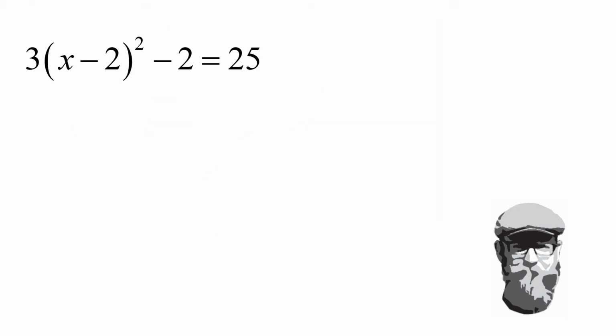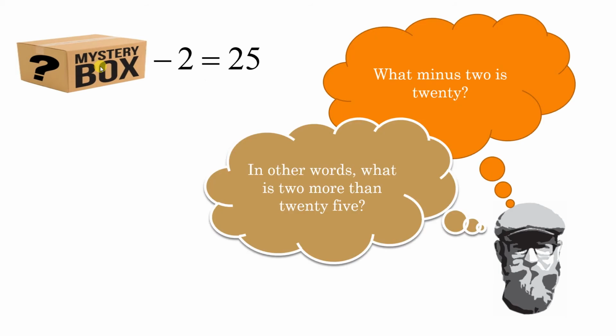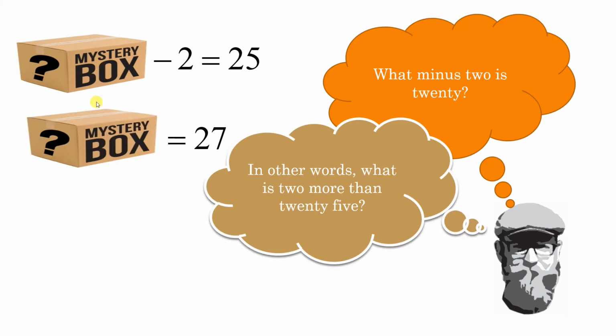We're going to put the 3 as part of the unknown part. I'm going to put the mystery box over the whole thing. So that's actually a lot easier. It doesn't really matter what this thing is. I know that it's 2 more than 25. Do you see? Because if I subtract 2 from it, it equals 25. So this is 27. The mystery box has to equal 27.